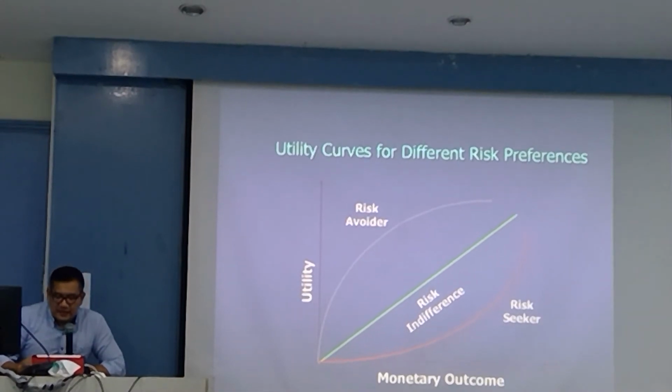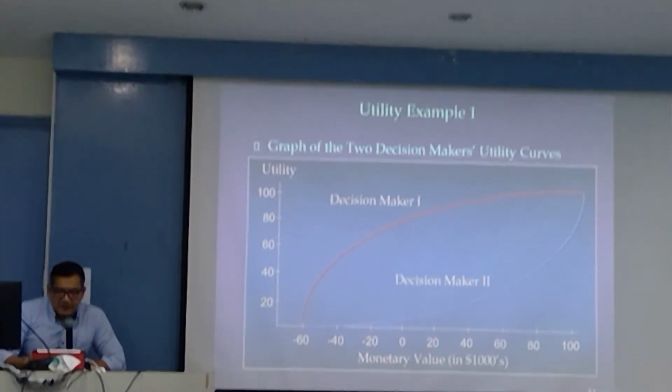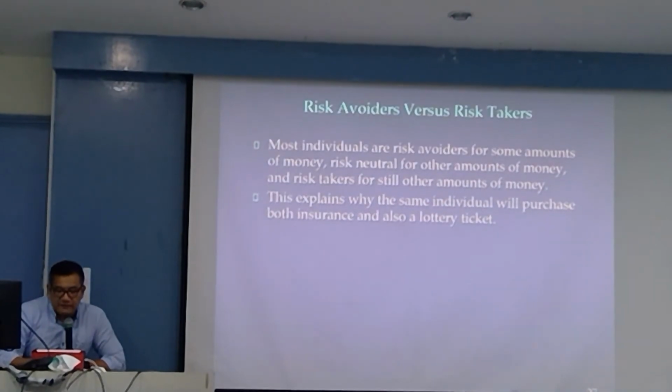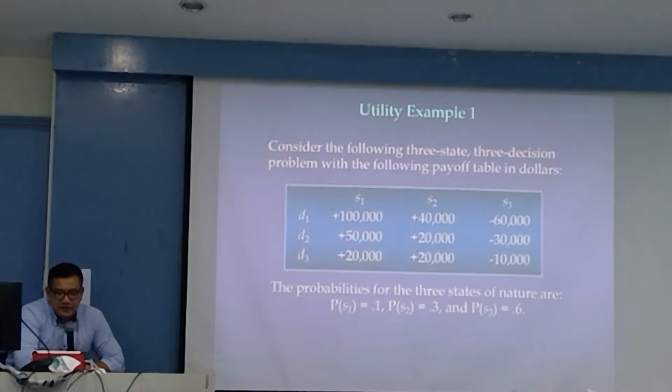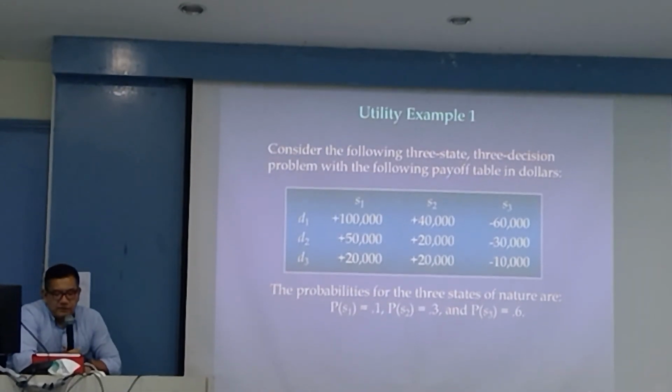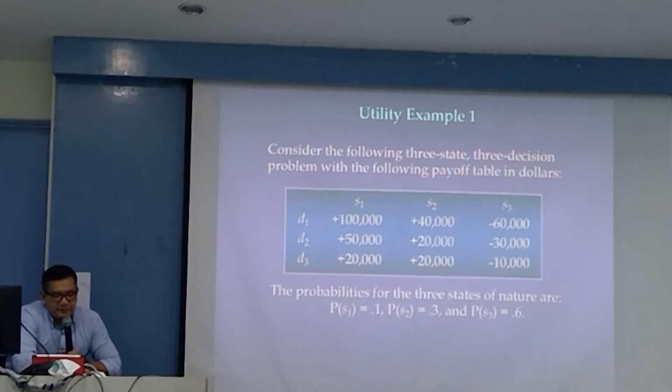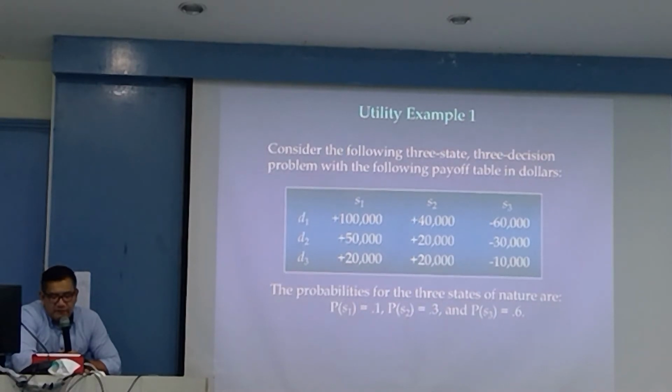So next, I'm using this one to show you the concept. Suppose that now we have three alternatives, D1, D2, and D3, and three different outcomes, S1, S2, and S3. The value in the table is the payoff that you can get.